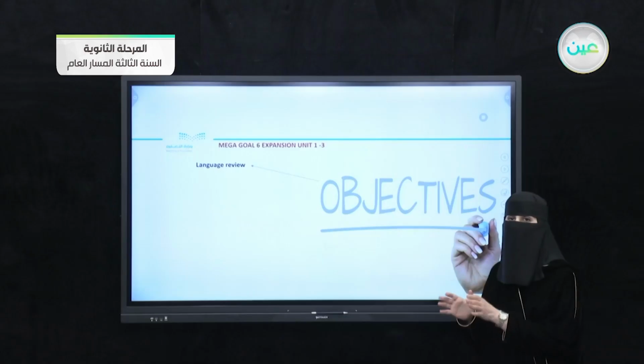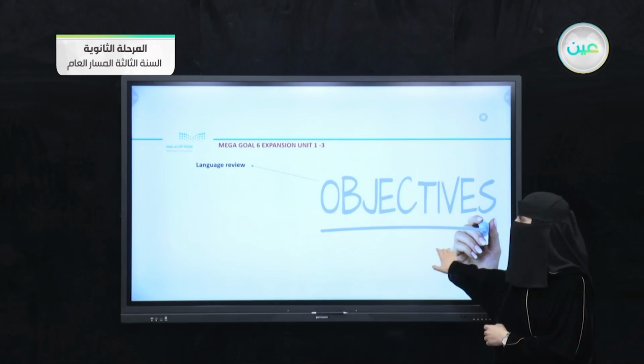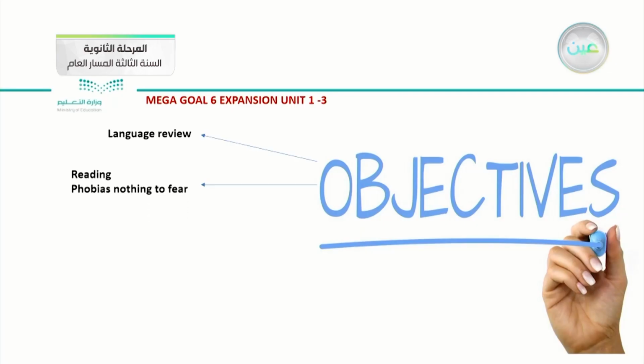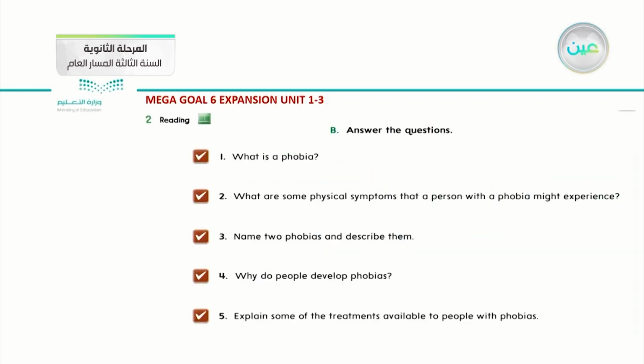As in every lesson or every unit, we should apply the language review. Number two, reading, as we discussed in a previous lesson, we have Phobias, Nothing to Fear. And about the language plus, idioms about fear. And the last point for our objectives today is writing. So writing is about a psychological condition or disorder. Okay, let's begin with the first point.